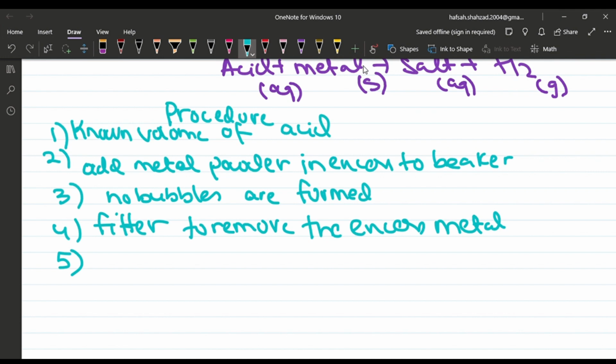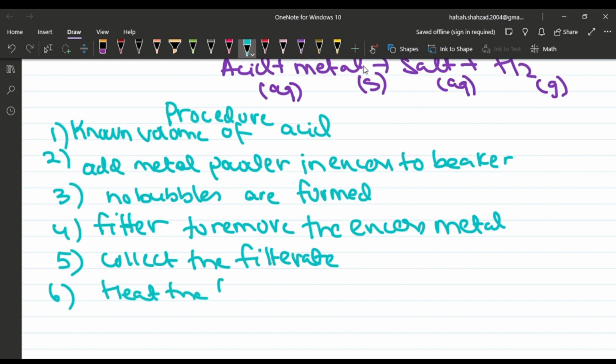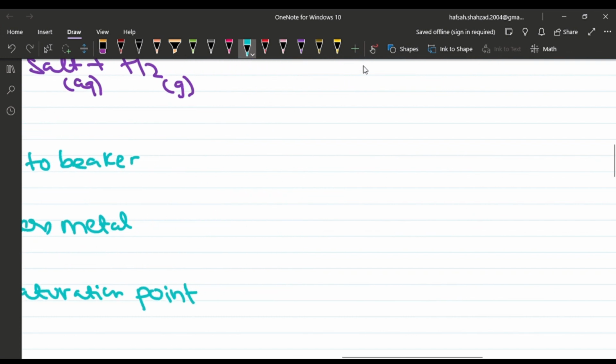So you collect the filtrate, first and foremost. The filtrate has your salt. Collect the filtrate, then you heat the filtrate to saturation point. Heating or evaporating the filtrate to saturation point. Now you don't even know what saturation point is, but I'll tell you what saturation point is. It's just a side knowledge.